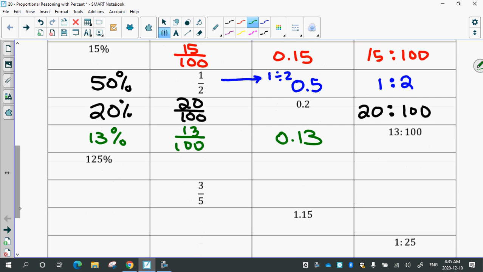Okay, and then this one, because it's over 100, makes it a bit trickier, but it's still 125% means 125 out of 100. Then you divide to get the decimal, which is 1.25. And then to get the ratio, it's 125 to 100.